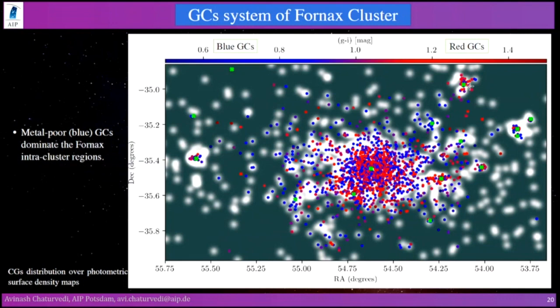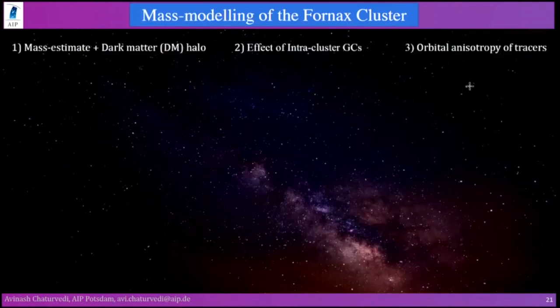So till now, I talked mainly about the globular cluster kinematical characterization in the Fornax central 1 square degree, but this is not yet the full picture, because I told you that we are interested in mass modeling. So now the goal is to use this radial velocity catalog to get the mass profile of the Fornax cluster, with the goal to have a total mass estimate, learn about the dark matter halo, and also learn about the effect of the intracluster globular clusters on the mass modeling, and also a bit about the orbital distribution of these globular clusters, whether blue or red have different kinds of orbital distribution or not.